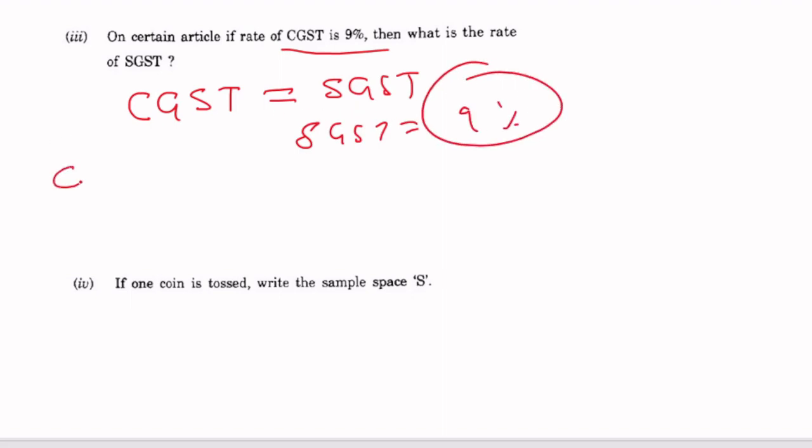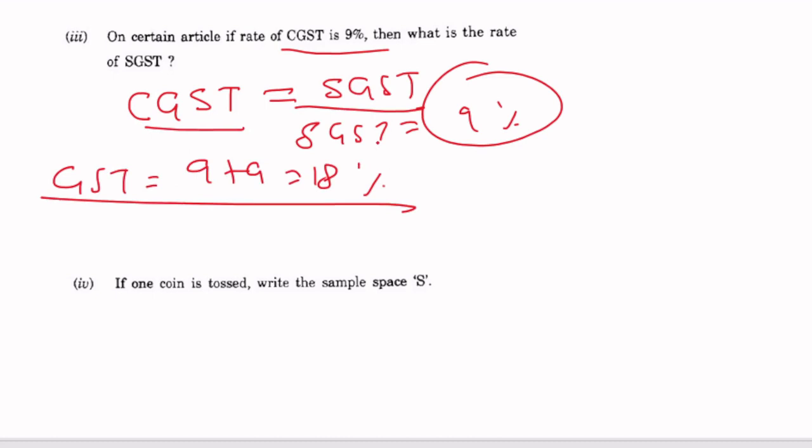Then do you know what GST is? You should be aware that it is CGST plus SGST. 9 plus 9 is equal to 18%. This is not asked, but I am giving you for description purposes. So GST will be 18%, but your SGST will be just 9%.